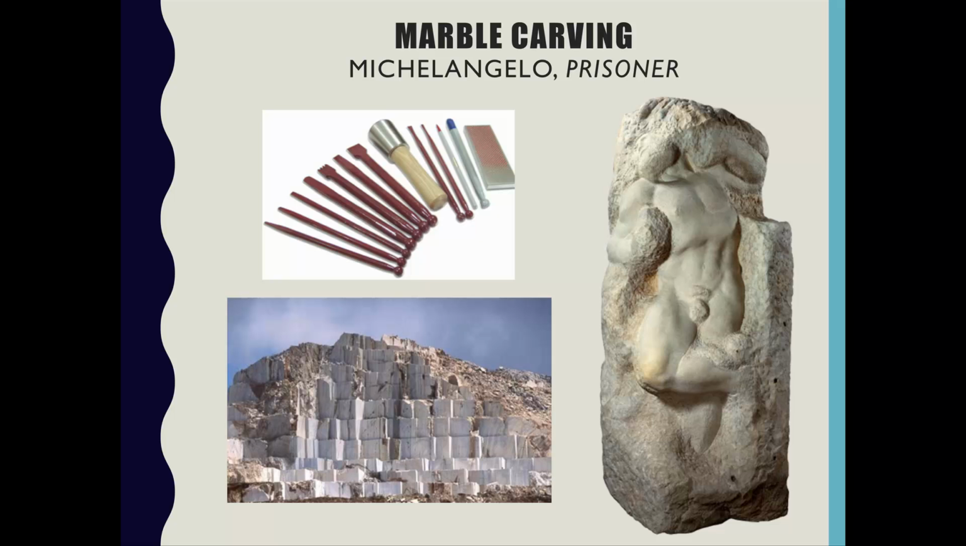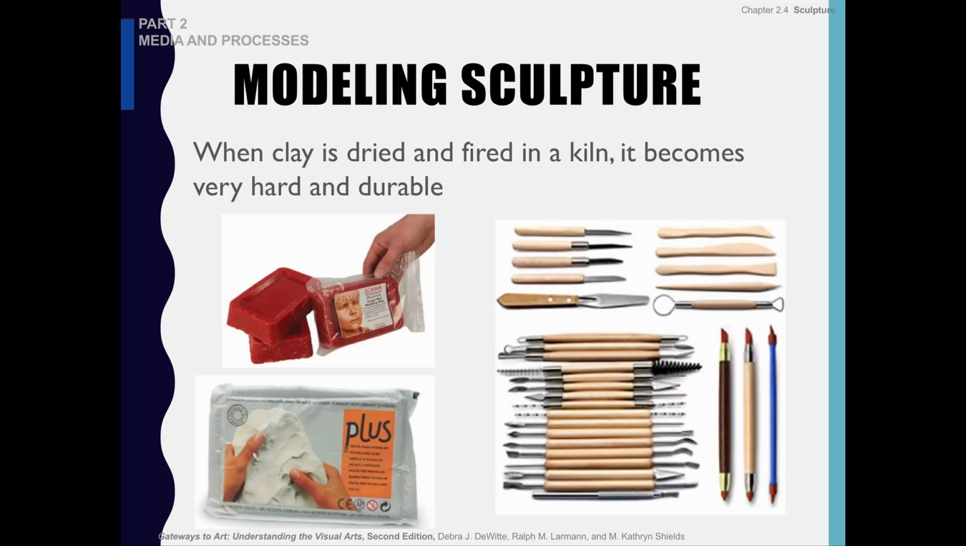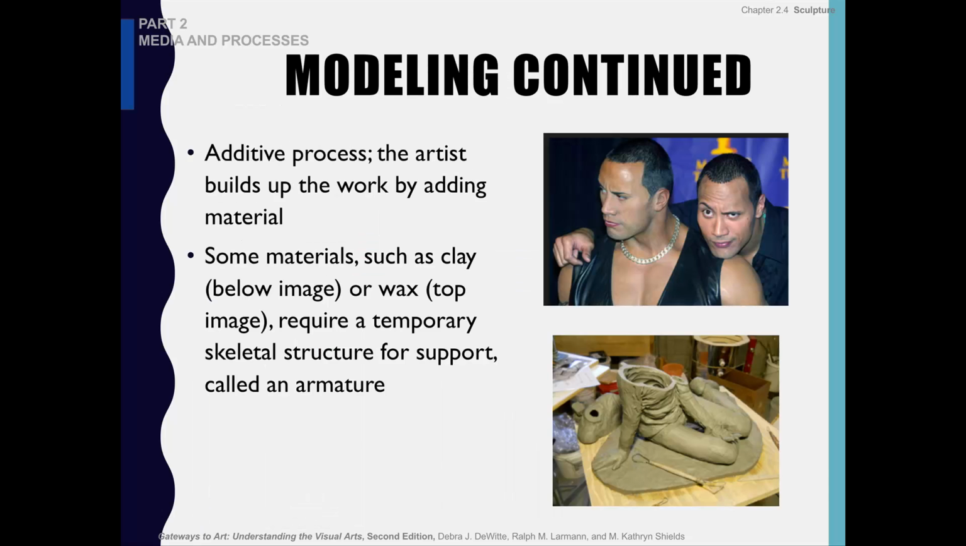This is a sculpture by Michelangelo. It's called The Prisoner, and I just thought it would be nice to see where that marble is actually from, which is in the lower picture. Modeling is an additive process. A lot of artists will use clays or wax, and there are various tools for that as well.